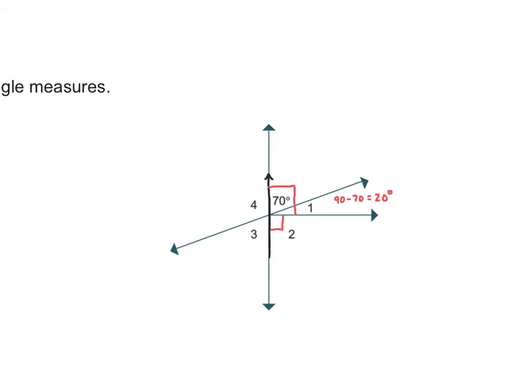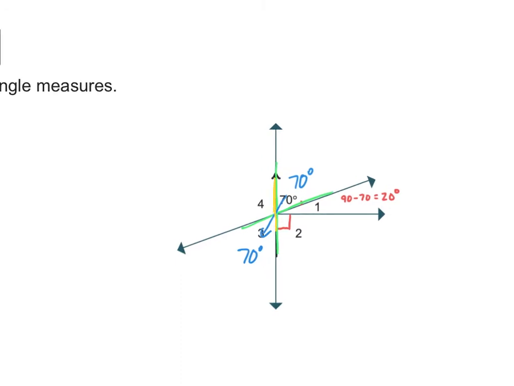I can also look at this and say that I have two intersecting lines forming vertical angles, and if this angle right here is 70 degrees, then its opposite vertical angle is going to be 70 degrees. Filling those out. Now, I know that this right here again is a linear pair, so I know that angle 4 is going to be 180 degrees minus 70 degrees, which is going to be 110 degrees.